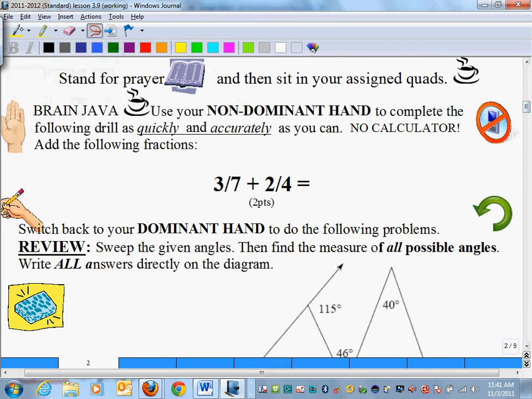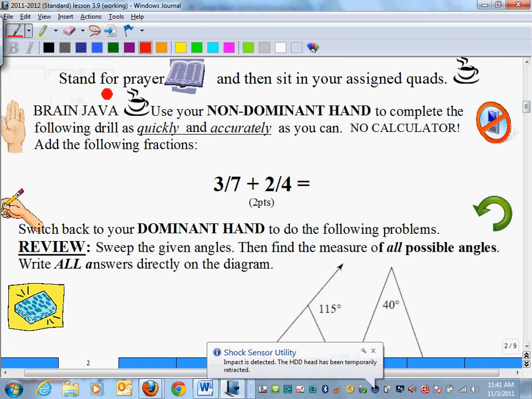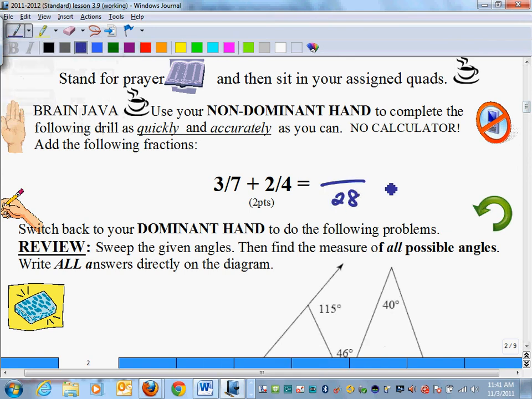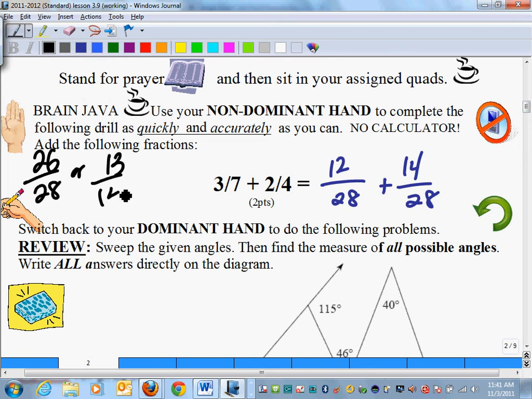Fractions, we are over LCD. Here it is 28, and 28 goes in there 4 times, times 3, that's 12. 4 goes in there 7 times, times 2, that's 14. I'll take one of two answers. I will take 26 over 28 or 13 over 14. 2 points. No, but congratulations.